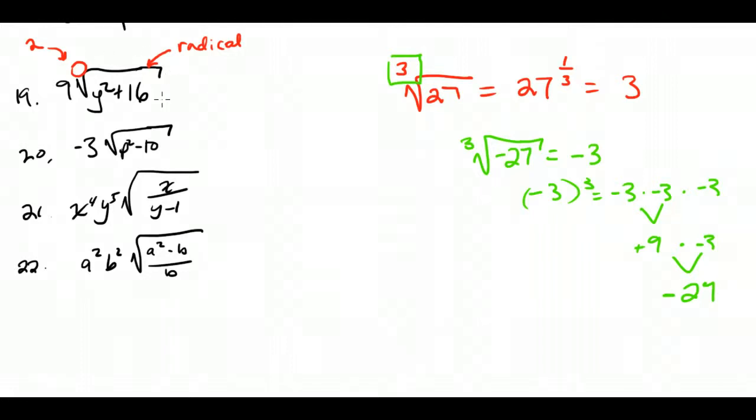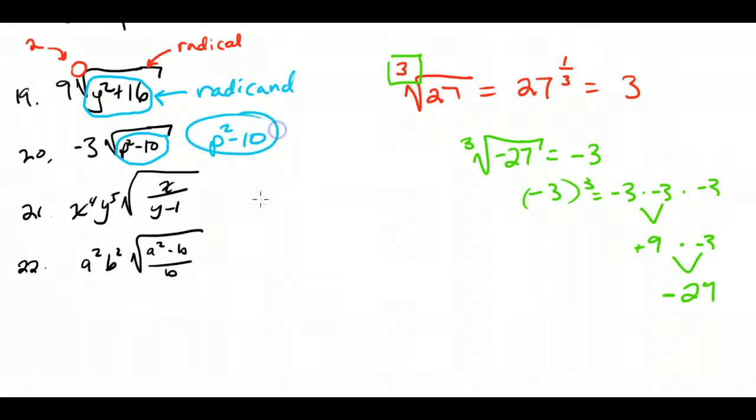So if the symbol itself is called the radical, and it's telling you to give me the principal square root of whatever is underneath the radical, then what is underneath the radical is called the radicand. So in this case, y squared plus 16 is the radicand. In this case, p squared minus 10 is the radicand, right? P squared minus 10, that's your radicand. The expression x over y minus 1, that's your radicand, and so on. Okay?